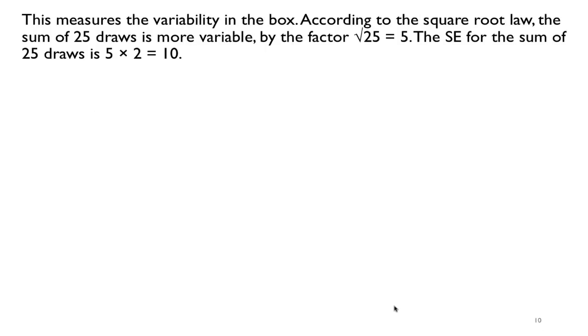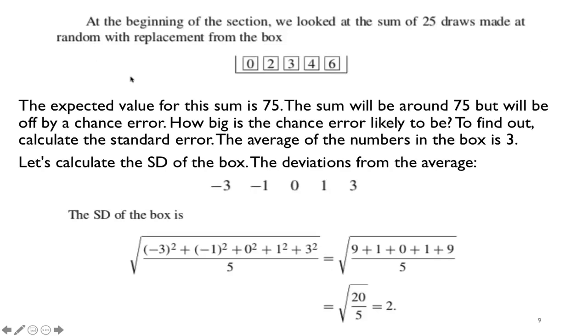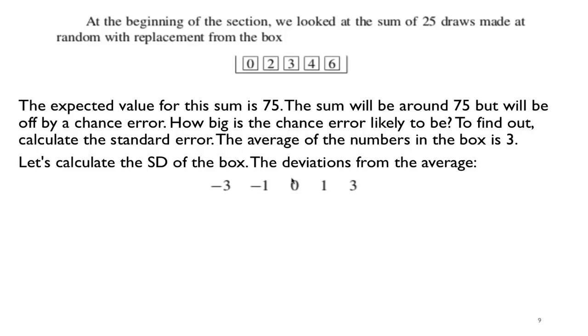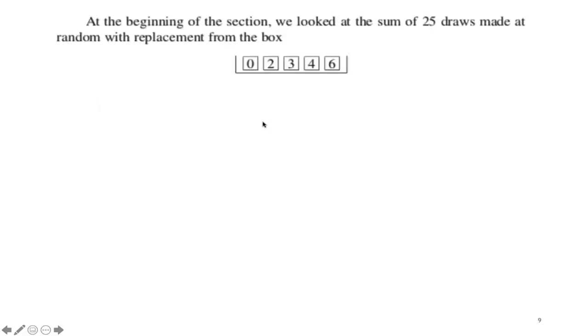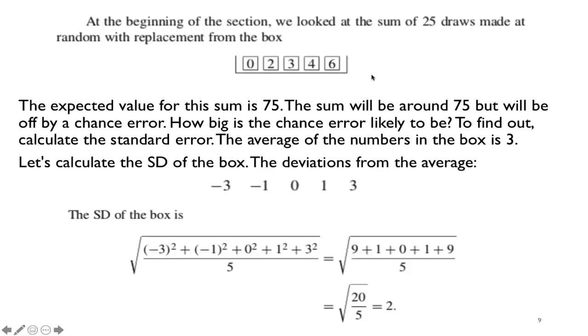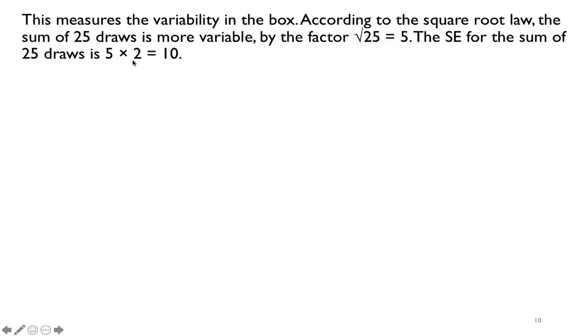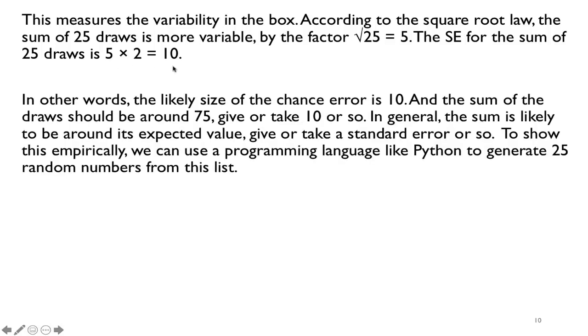So now, using the square root law, we can find that the SE for the sum of 25 tickets is 5 times 2. Let's see why 5. Going back to this formula, we have the square root of the number of draws times the SD of the box. So we need those two points. Because we're picking 25 tickets, the square root of 25 is 5, which is where we get the 5 from. And then the SD is 2. So 5 times 2 is 10. And so that means that the size of the error is about 10.